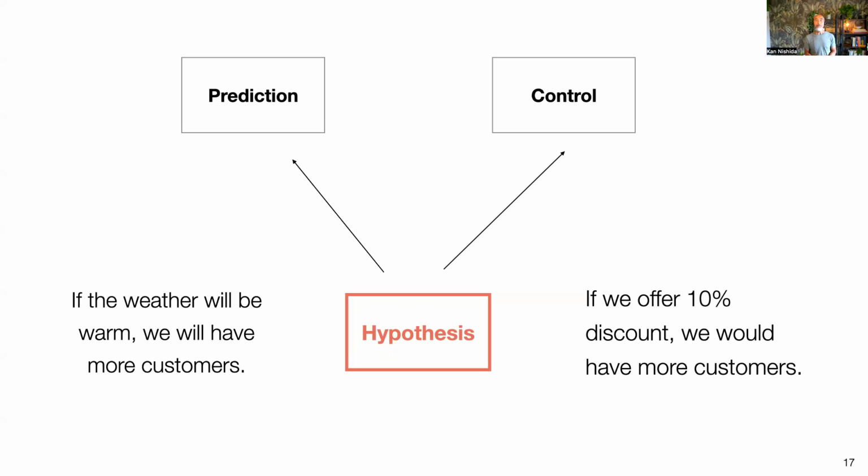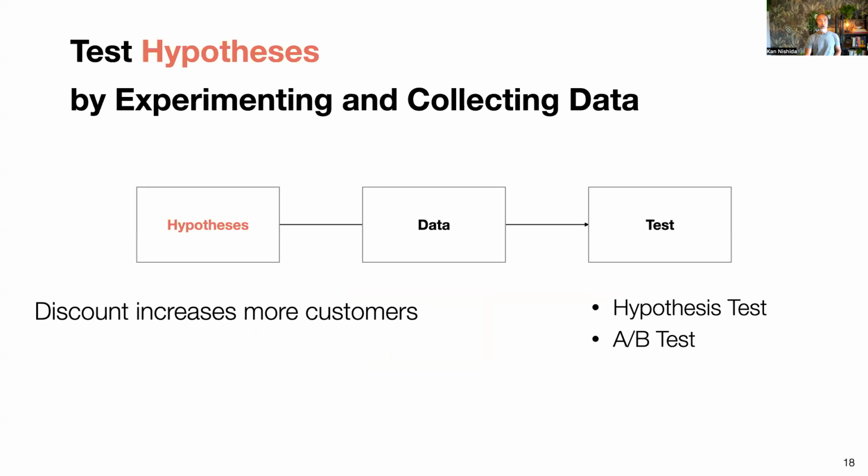So what we are doing here is basically building a hypothesis, right? Offering the 10% discount, and then we're going to get more customers. That's the hypothesis. And if that is right, then we can actually get the outcome. But that's just a hypothesis, right? So you have to test it.